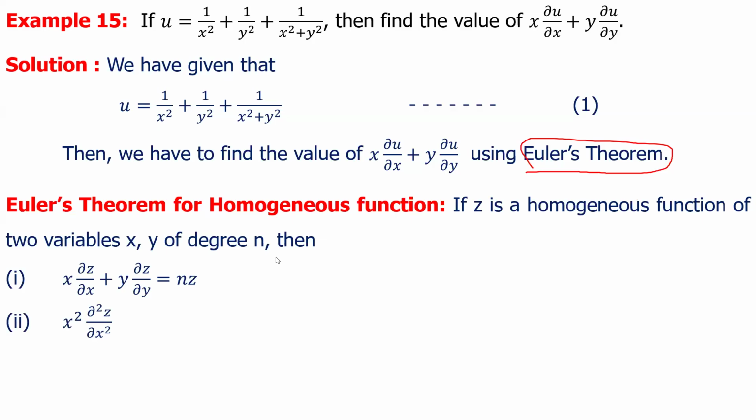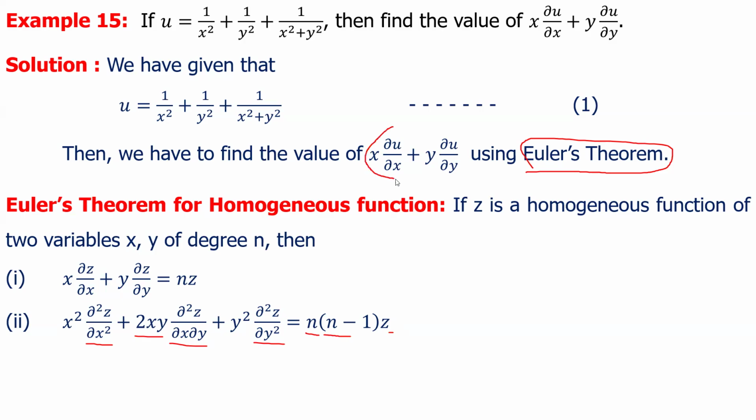Similarly, the second result, which is based on the second order partial derivative: x square del 2z del x square plus 2xy del 2z del x del y plus y square del 2z del y square, which is equal to n into n minus 1 into z. In the question, we have to obtain the value of x del u del x plus y del u del y.